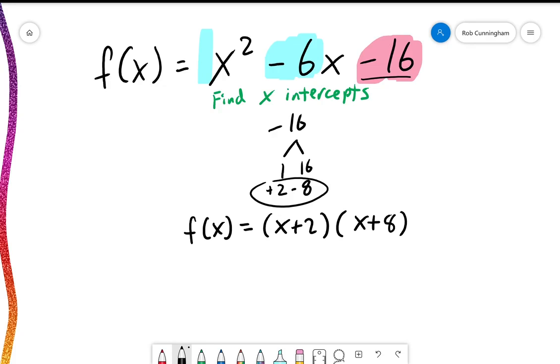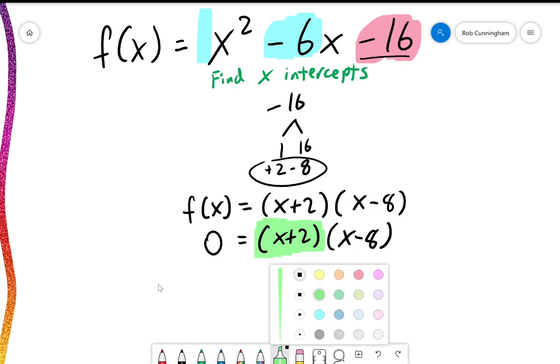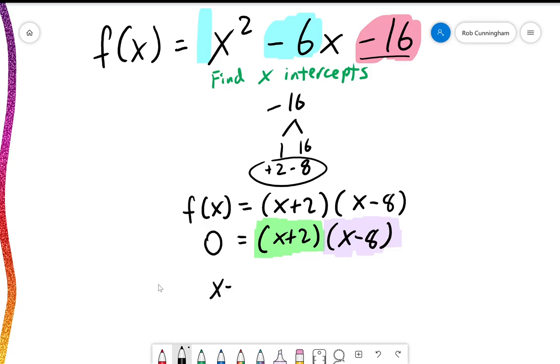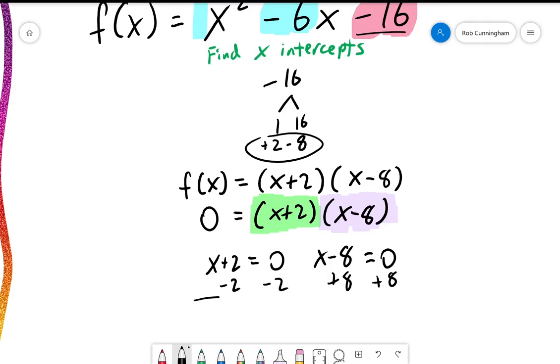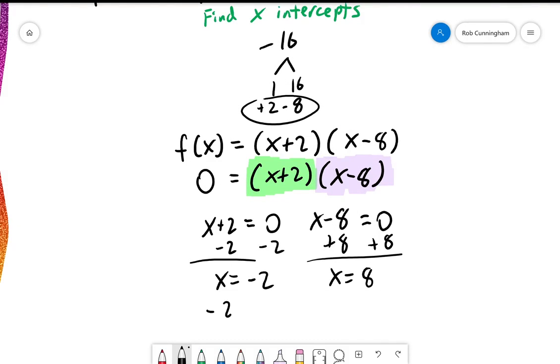And again, you can absolutely double check and make sure that you did this right by multiplying them together using FOIL or distribution, and check to see that it comes back to what it was supposed to be. And again, because we have two factors that are multiplied together to make 0, we're going to set each one equal to 0. So our two x-intercepts are negative 2, 0 and 8, 0.